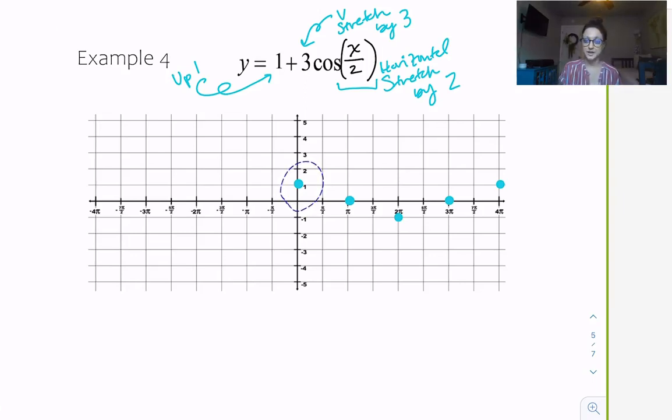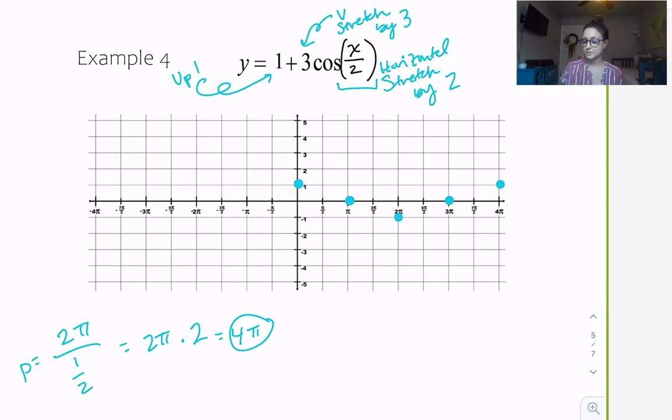Notice, what is your period now? Your period is now 4 pi because we have 2 pi over b. b is technically 1/2. So I have 2 pi divided by 1/2. Well, dividing by 1/2 is the same as multiplying by the reciprocal, 2. So my new period is 4 pi, just a little FYI.